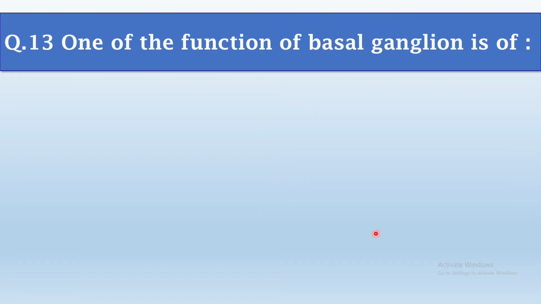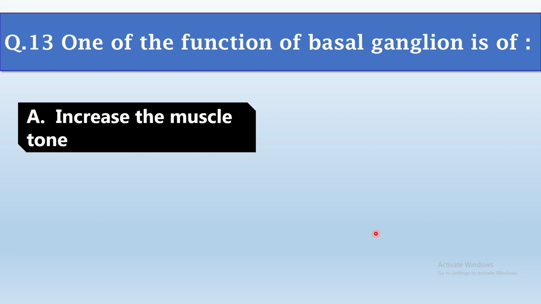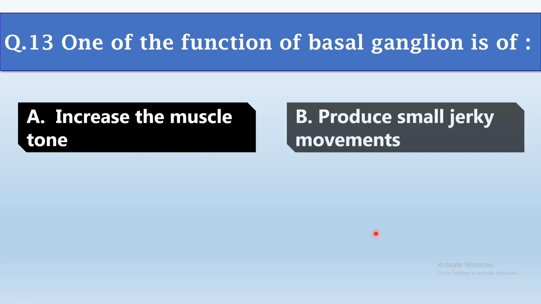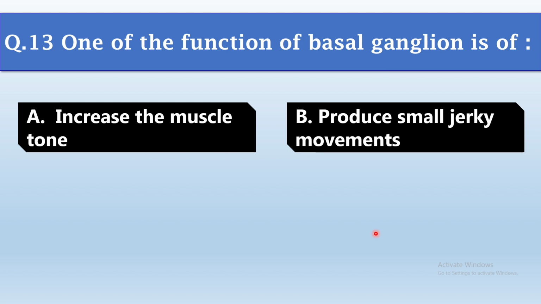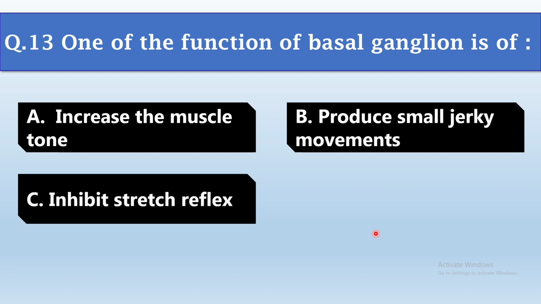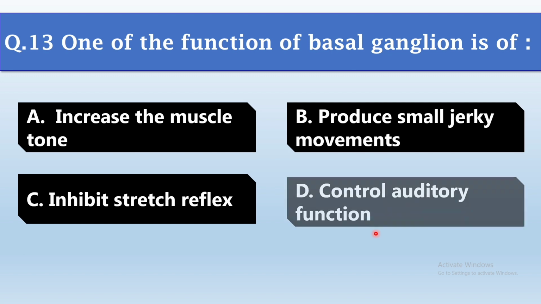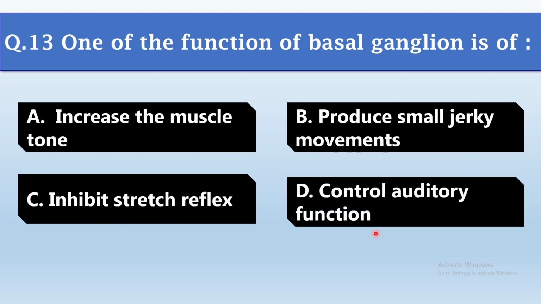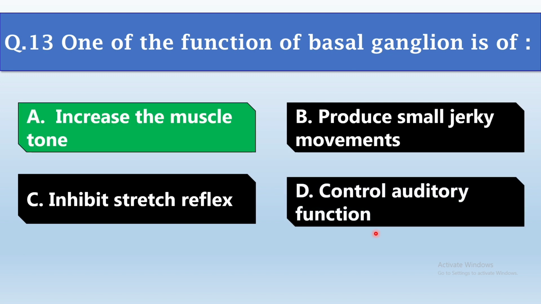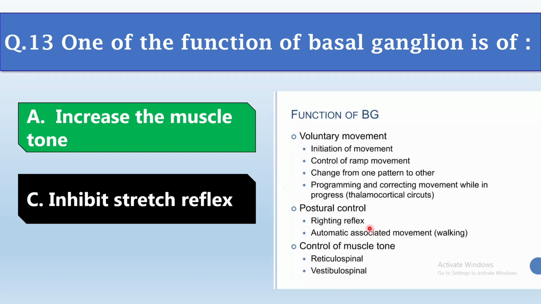Question number 13. One of the functions of basal ganglia is option A increase the muscle tone, option B produce small jerky movements, option C inhibit stretch reflex, and option D control auditory function. The answer is increase the muscle tone. Function of basal ganglia: entry movements, postural control, and control of the muscle tone.